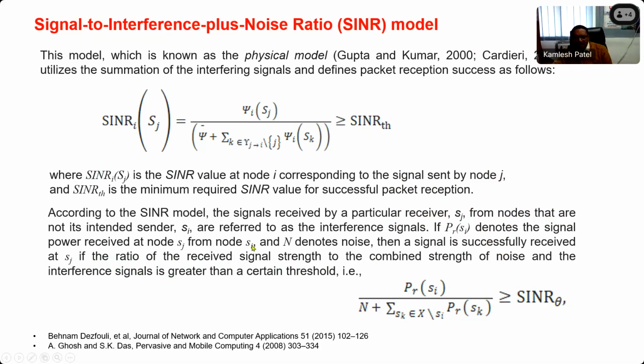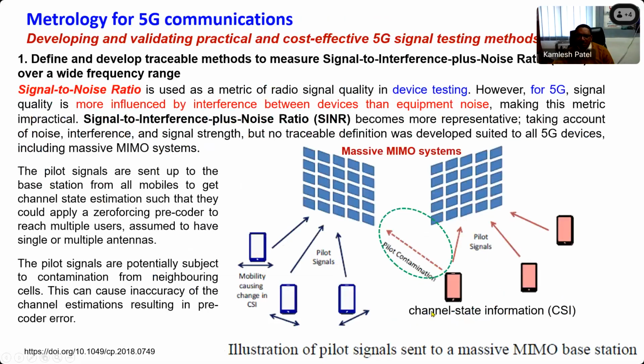So any signal which is not desired is taken as noise or interference of the signal. There are two components of any signal. One is the noise, which is coming through the transmission, and the second one is the interference, which is coming from the other source. While starting the metrology project, they first analyzed why we need to study the new parameter, that is SINR.